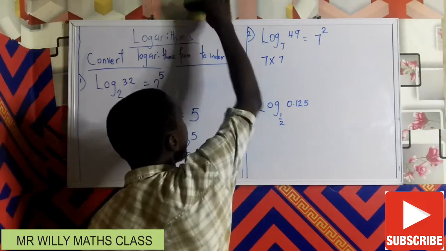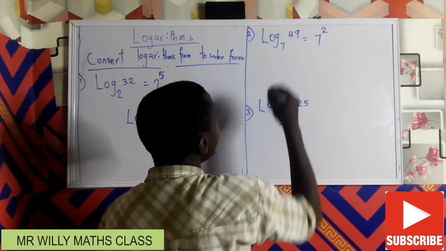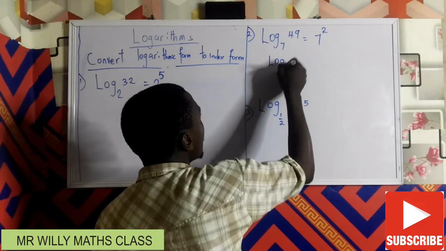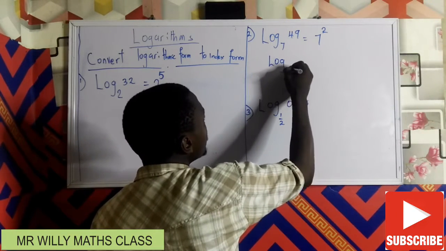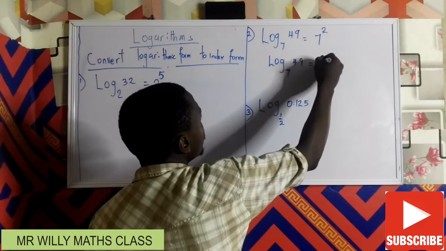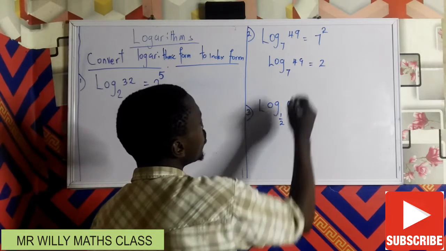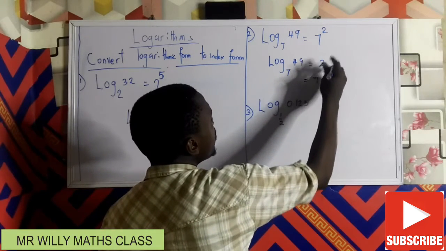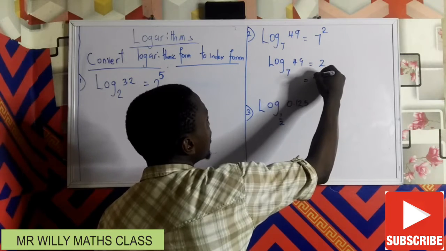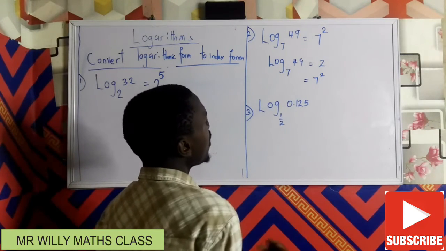If you have the question written this way, that is log base 7 of 49 equals 2, change to index form. It's as simple as ABC. All you need to do is pick the base, then you put the 2 as an exponent or as a power. So 7 raised to power 2 is 49.